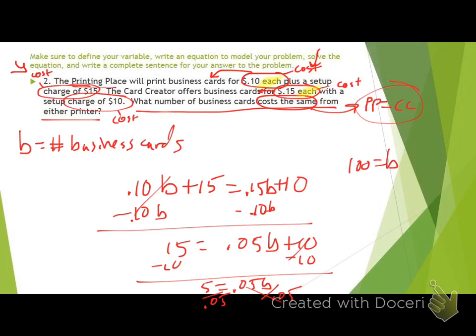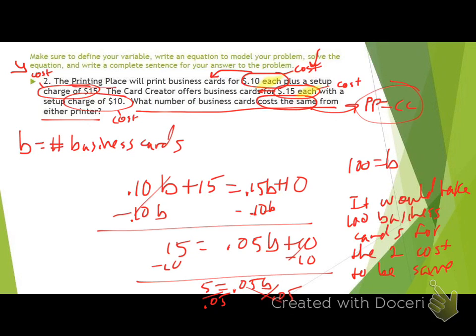100 business cards does not seem out of the realm of possibility, so that makes sense. So it would take 100 business cards for the two costs to be the same. And you can find other ways to word this as long as it answers the question. Okay? It would take 100 business cards for the two costs to be the same.